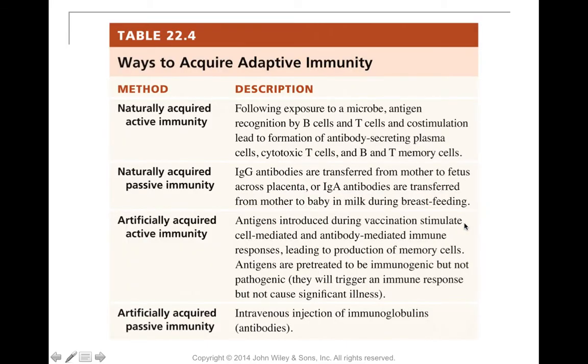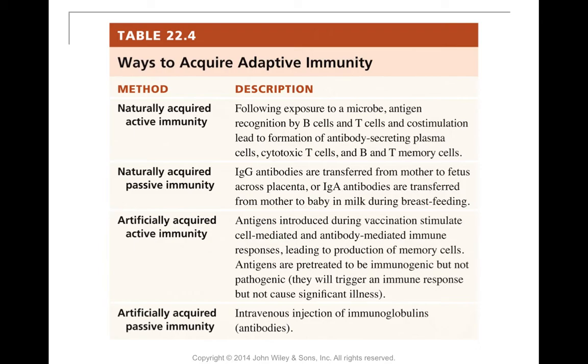All right, so let's talk about adaptive immunity. Again, adaptive immunity is immunity that you acquire over time. And when we think about that, we typically think about naturally acquired active immunity. Basically, you are exposed to a microbe. We end up with recognition by B cells and T cells, which forms those specialty T and B cells, and also forms those specialty memory cells, which can mount our secondary immune response the next time that we see that foreign microbe.